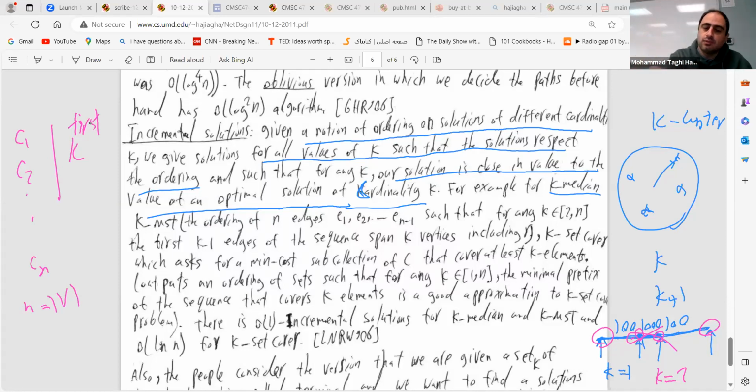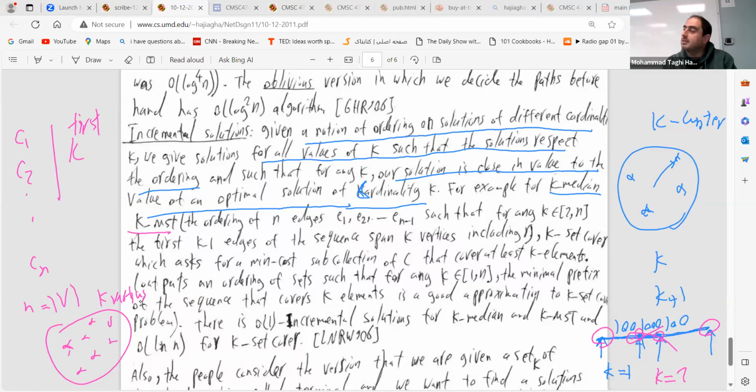This has essentially been used for another problem called K-MST. What is the K-MST? You are given a graph, and in the MST, you want to connect all of the vertices. In the K-MST, you want to have a tree on k vertices. And of course, if k is equal to n, K-MST and MST become the same. Good. Now, what is it that you want to do for K-MST?